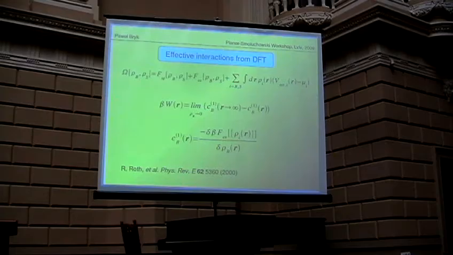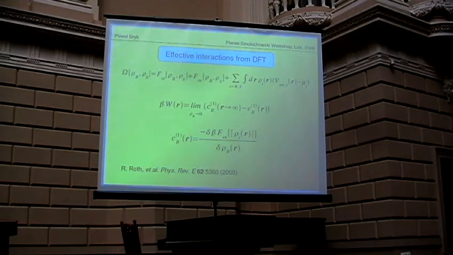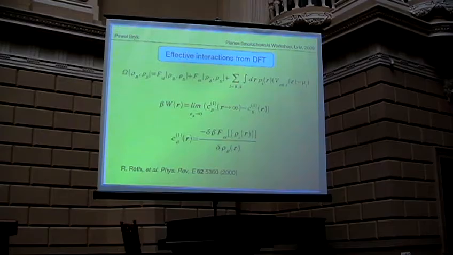This grand potential can be represented as a sum of several contributions. One of them is the free energy contribution, which I have split into two parts. That is the ideal part, which is known exactly, and there is an excess part which is not known exactly in principle, and one has to make some approximations for this excess free energy part. And of course, there is a part associated with the external potential and the chemical potential.